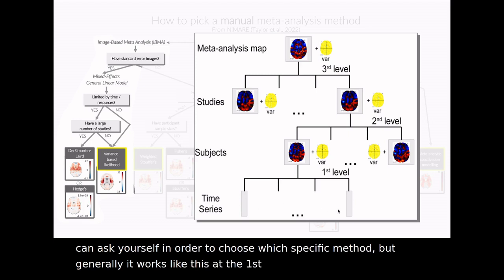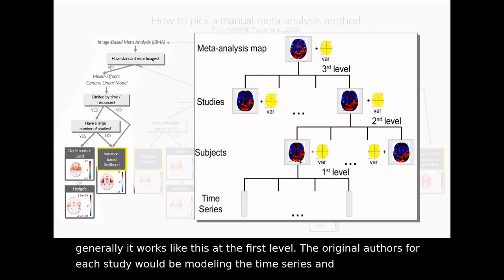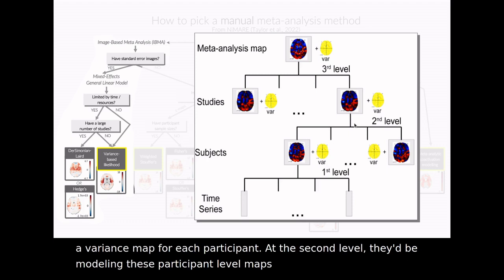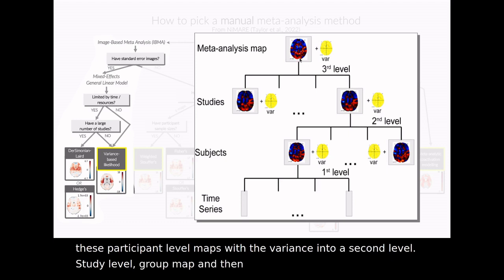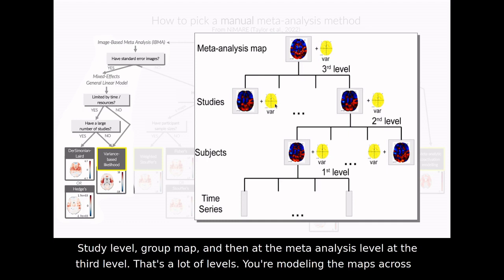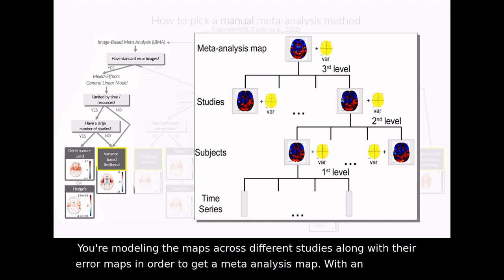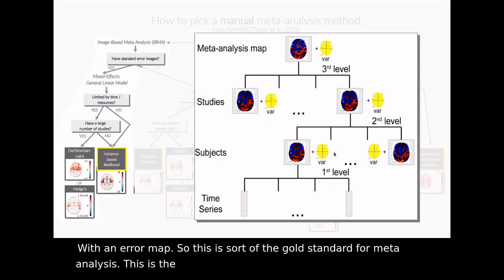At the first level, the original authors for each study would be modeling the time series and have a map and a variance map for each participant. At the second level, they'd be modeling these participant level maps with the variance into a second level study level group map. And then at the meta-analysis level, at the third level, that's a lot of levels, you're modeling the maps across different studies along with their error maps in order to get a meta-analysis map with an error map. So this is sort of the gold standard for meta-analysis. This is the best way to do it if you can.